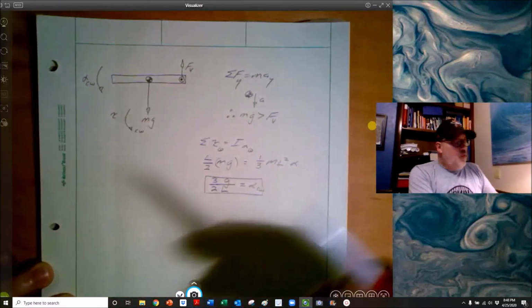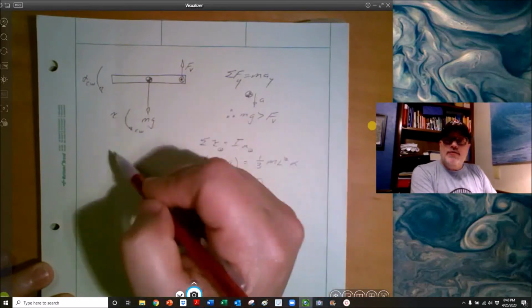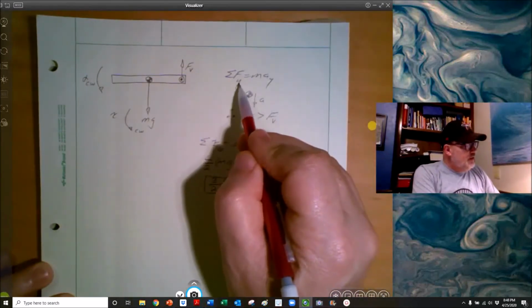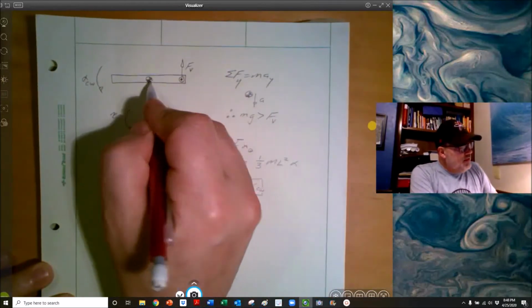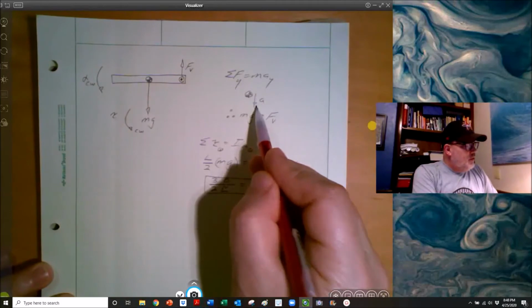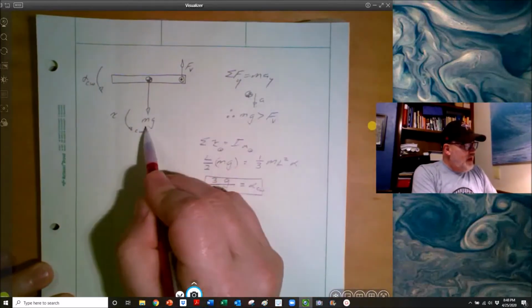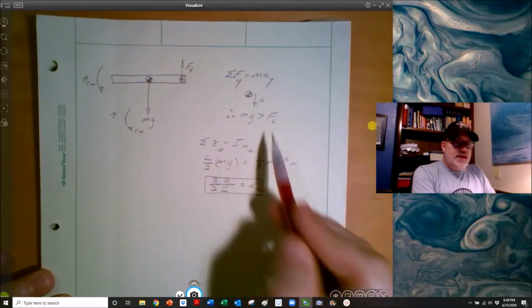at this instant. Which one is bigger, this one or this one? Well, I've drawn this one smaller. Why have I done that? Well, if we take the sum of the forces equals ma in the up and down direction, I want you to notice that the center of mass will be descending. So therefore it's accelerating down. That means that the gravity force must be bigger than the vertical force at the hinge.